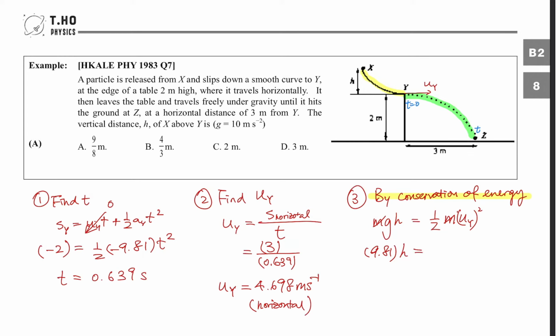g is 9.81, h is what we want to find, uy is equal to 4.698. So we use this and solve the equation. h will be given by 1.125 meters. Therefore, the answer is A.